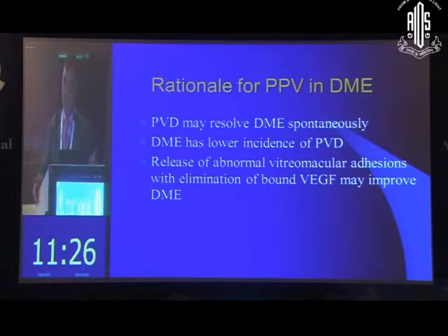How the rationale for pars plana vitrectomy in DME came, there are a lot of studies I have not quoted here. Once there is a posterior vitreous detachment, it may resolve diabetic macular edema spontaneously. And DME has a lower incidence of PVD. Most of us who deal with this area know there are multiple vitreoretinal adhesions. The complete PVD doesn't occur. So that's where the problem is. The release of the abnormal vitreoretinal adhesion with elimination of the bound VEGF may improve DME. That's how it was started.